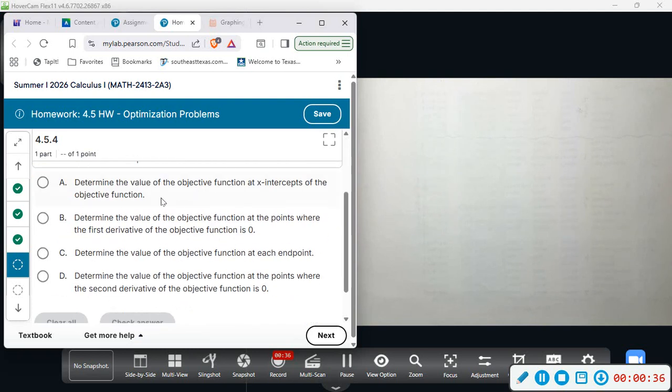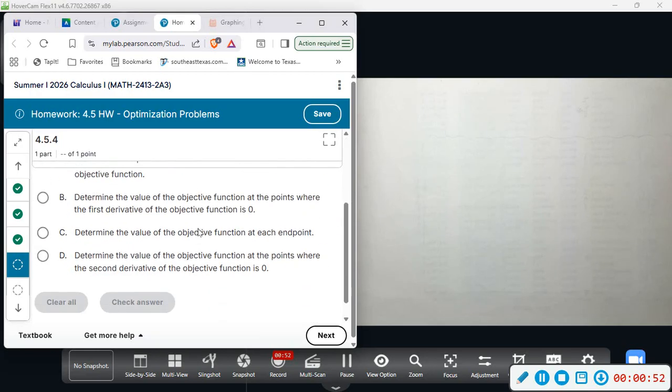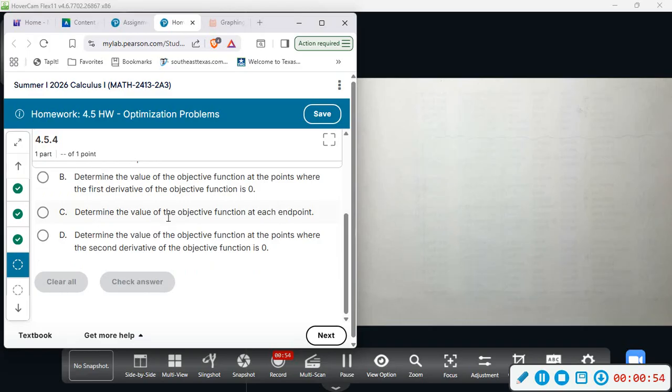So that's from the definition. We're going to find the one that says that. This one says determine the value of the x-intercepts. This one says determine the value of the function. Well, the first derivative is 0. That would identify max and mins, but it's already telling us that we only have a maximum. Determine the value of the objective function at each endpoint, and so there we go. So the endpoints will give us either a max, the minimum value if you only find a maximum, having done the other test.